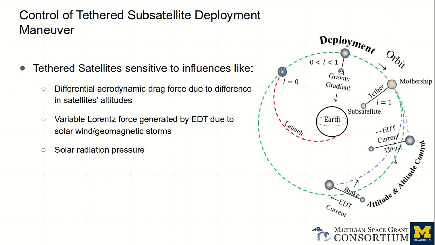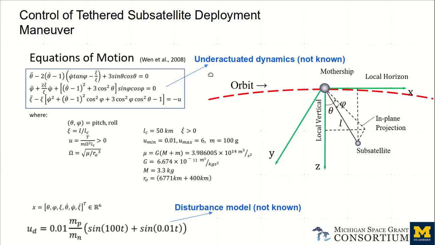One of them is due to differential aerodynamic drag forces because of the difference in satellites' altitudes. Another type of disturbance might be a variable Lorentz force, which is generated by the EDT due to solar wind and geomagnetic storms, or it might be the case that either the sub-satellite or the mothership might be subject to solar radiation pressures. Because of these, it is really important to be able to identify the underlying nonlinear dynamics of the sub-satellite system and the subsatellite deployment maneuver.